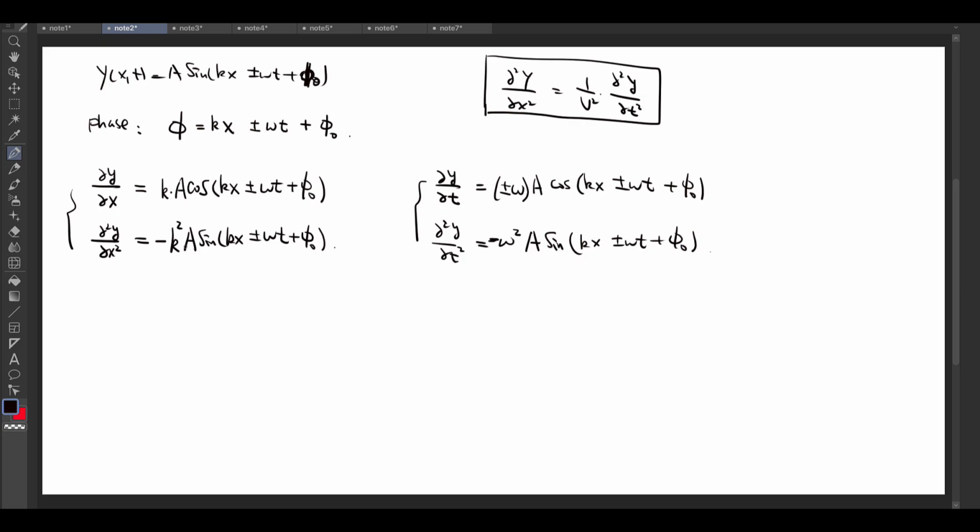Okay, so let's plug in the wave equation that we had earlier. So let's see, we have for the left side negative k squared A sine of kx plus or minus omega t plus phi naught equals 1 over v squared times negative omega squared times A and then sine.